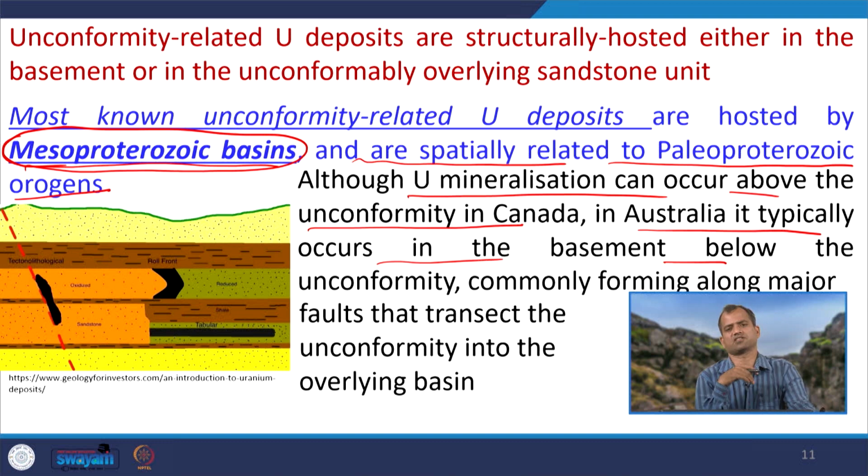Due to fault action. That means we have faults cross cutting this system. Once this fault is there, fluid is coming, and through this fault there are different places where mineralization can occur. So, though it is unconformity bounded in many places, in some exceptional cases the fault activity goes down and the redox environment is there. So, along this fault zone we may get these uranium deposits.